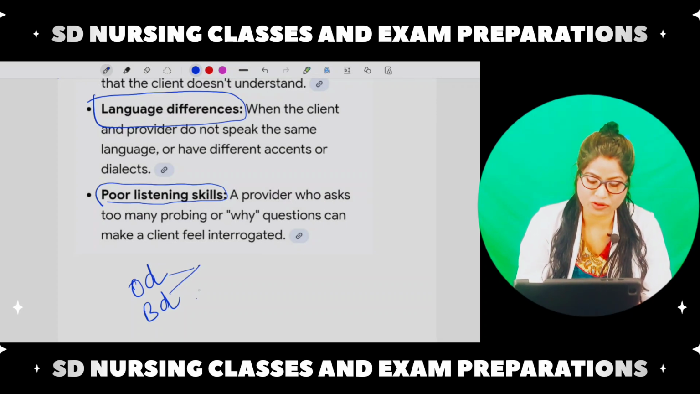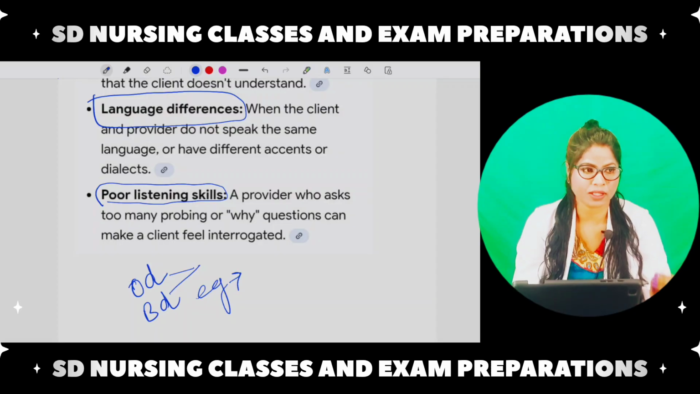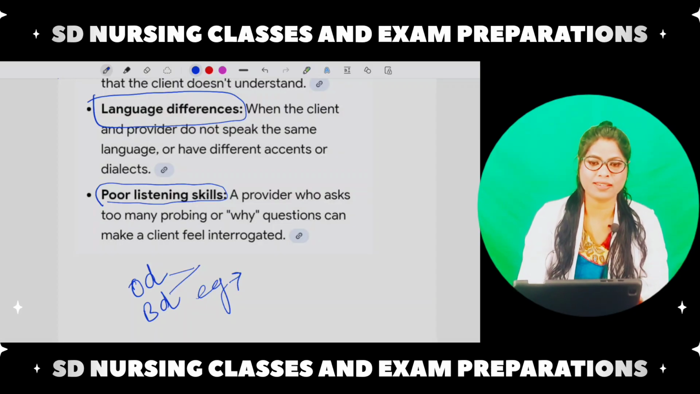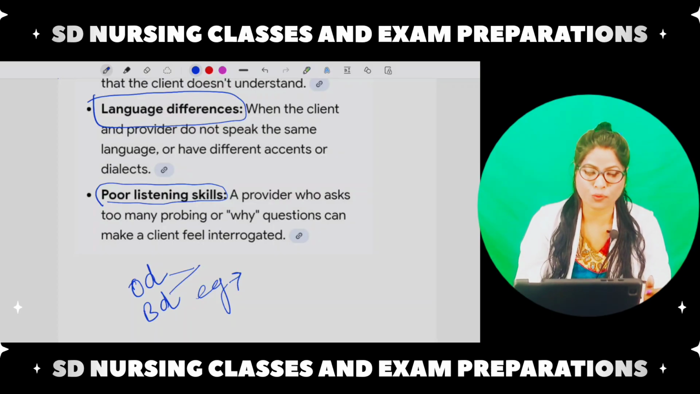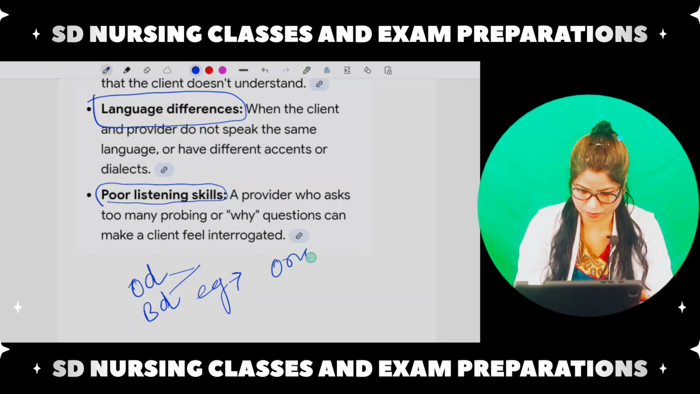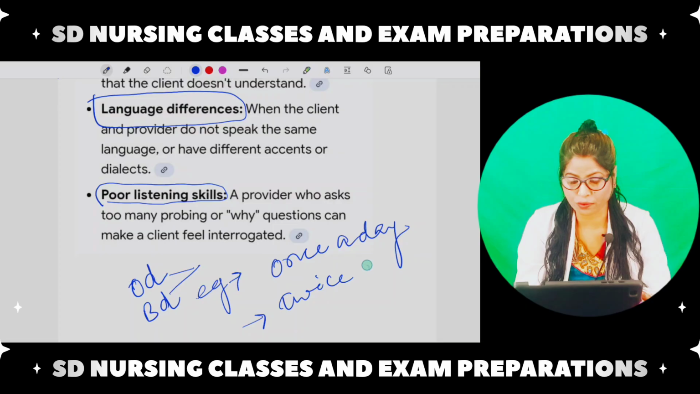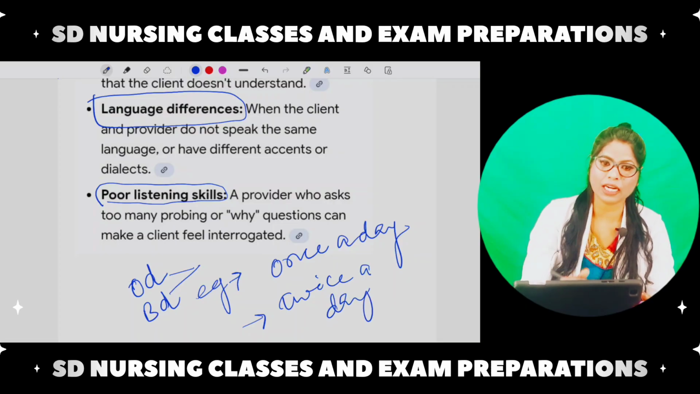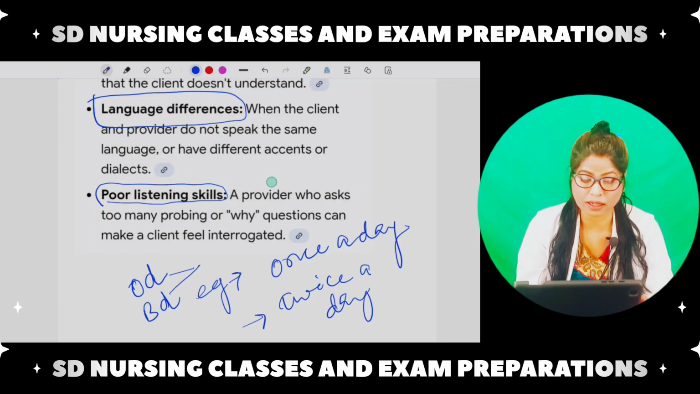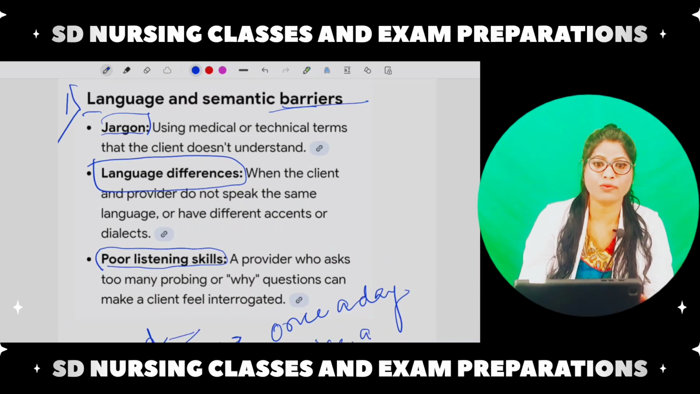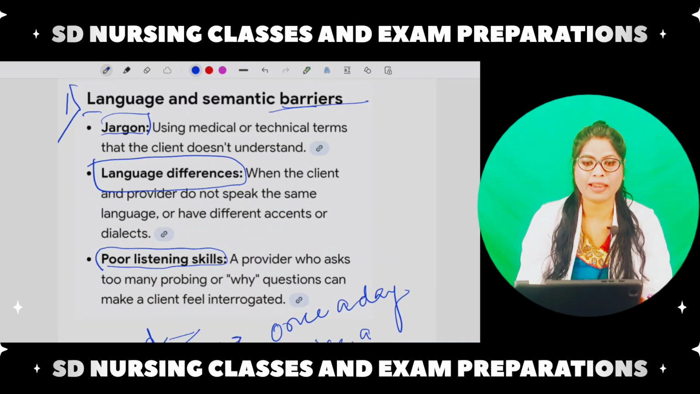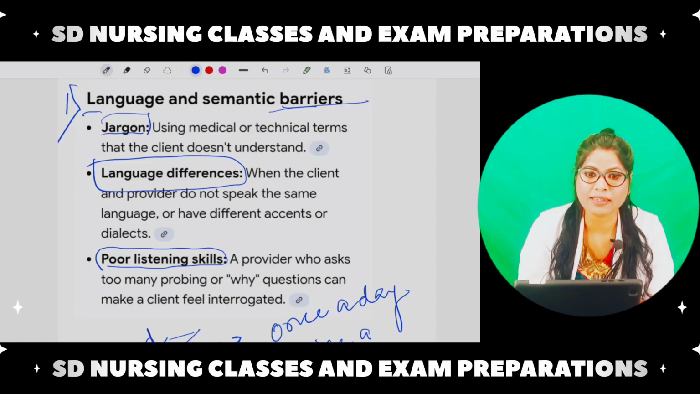If you say to the patient, for example, that this medicine you have to take in OD and this is for BD, can the patient understand this language? No. So normally we say once a day, twice a day. That is how we have to communicate with the patient. This is jargon. We should not use our own professional terms for the patient, as this may create a barrier.